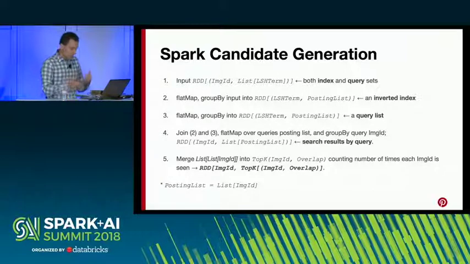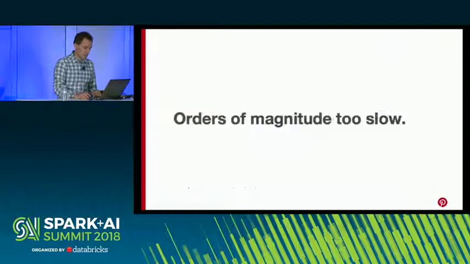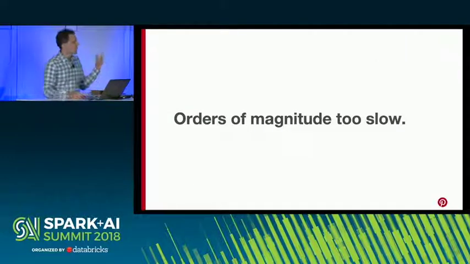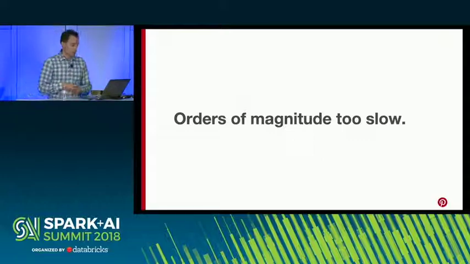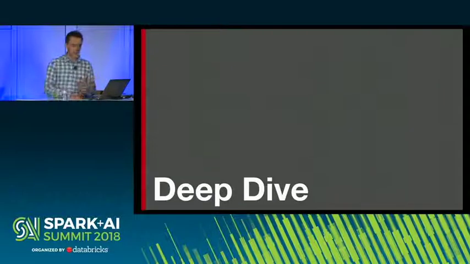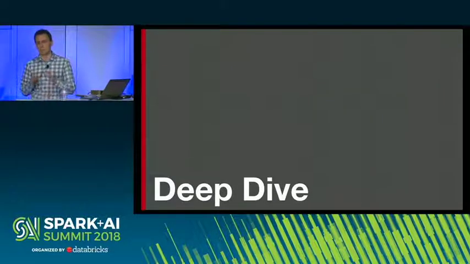But the problem is this is orders of magnitude too slow compared to what we have in production and what our data sets require. And so I'd like to switch gears a little bit and go into a deep dive of some of the optimization techniques we've implemented to actually make it scalable. Some of them are fairly basic, and I have some code, and some of them are a little bit more advanced.